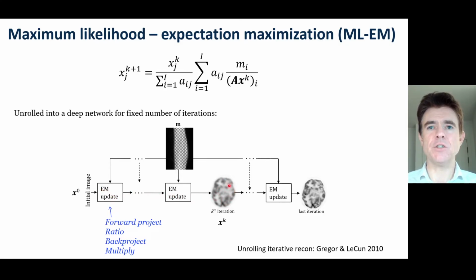At any given iteration we have some reconstructed image, and we carry on for a finite number of iterations to get some last iteration. And this whole idea of unrolling iterative reconstruction was very much first proposed by Gregor and in fact Yann LeCun, one of the so-called godfathers of deep learning. So he was also the name behind the idea of unrolling iterative reconstruction back in 2010.